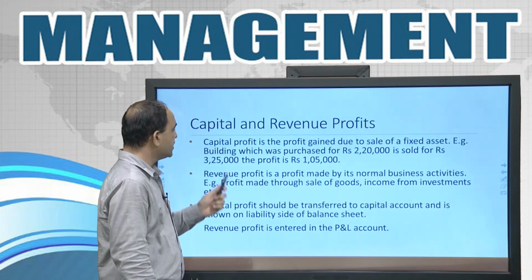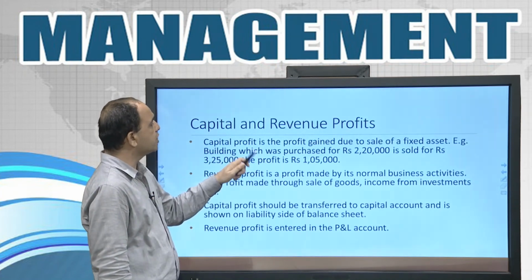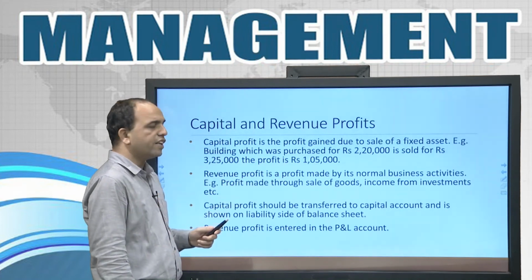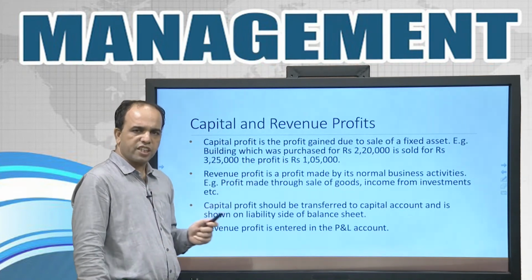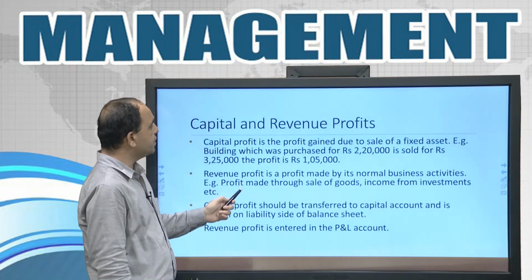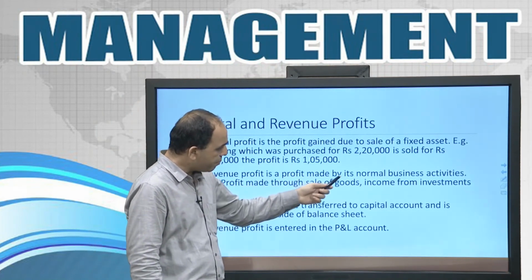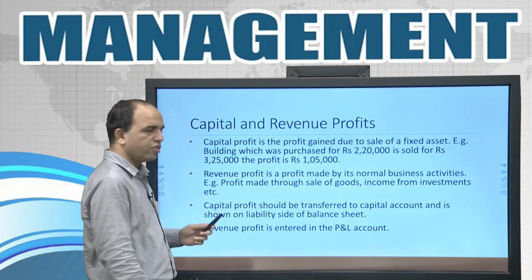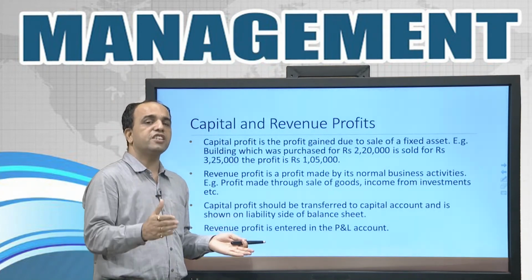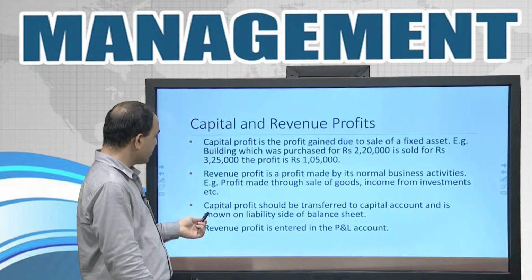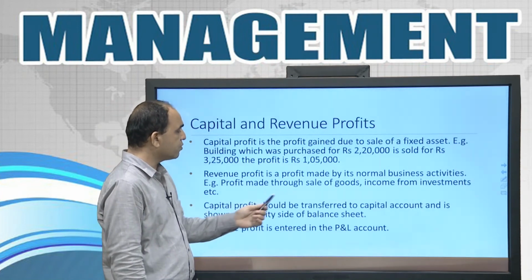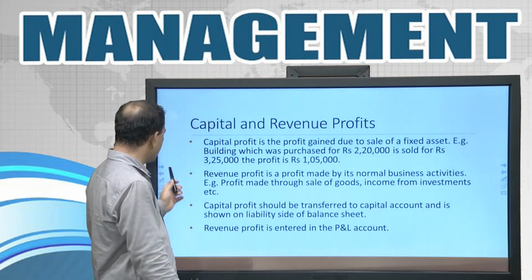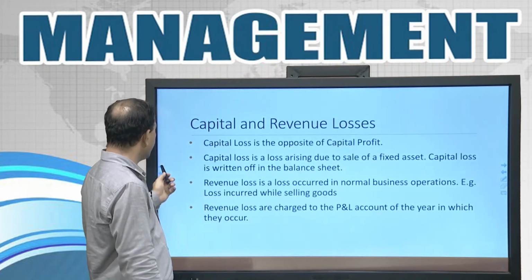Capital and revenue profits. Capital profit is the profit gained due to the sale of a fixed asset. For example, a building purchased for 2,20,000 and sold for 3,25,000, the difference is considered a capital profit. Revenue profit is profit made by its normal business activity, for example, profit made through sale of goods, income from investment, etc. That is why it is recorded in the profit and loss account. Capital profit should be transferred to the capital account and the liability side of the balance sheet. Revenue profit is entered in the P&L account, as we have just discussed.